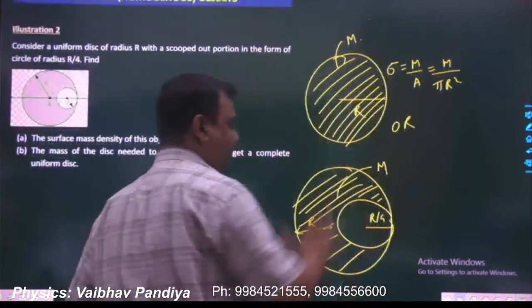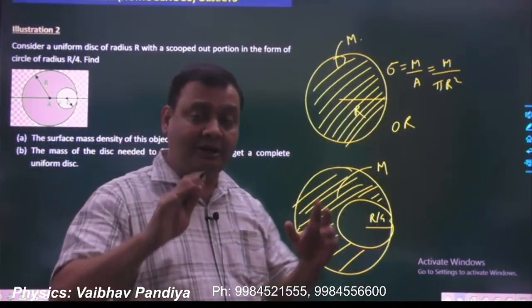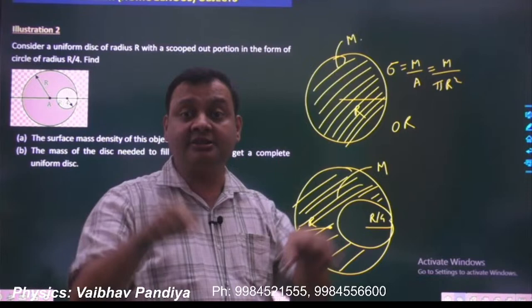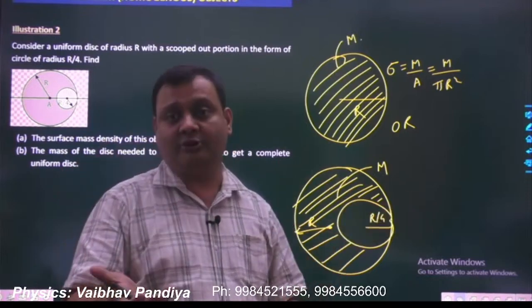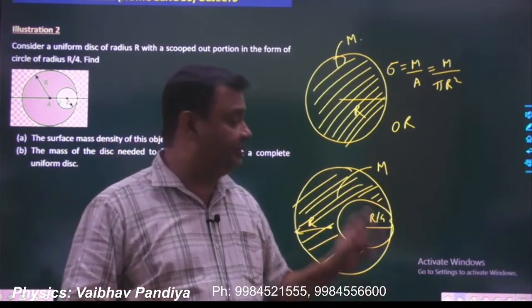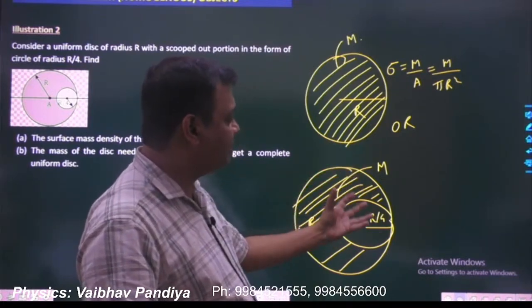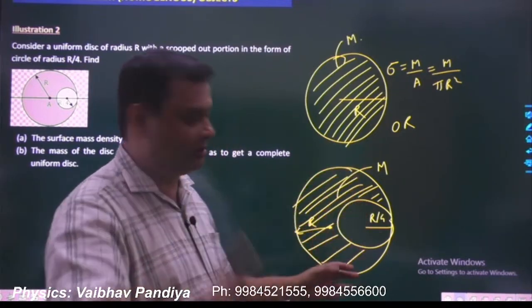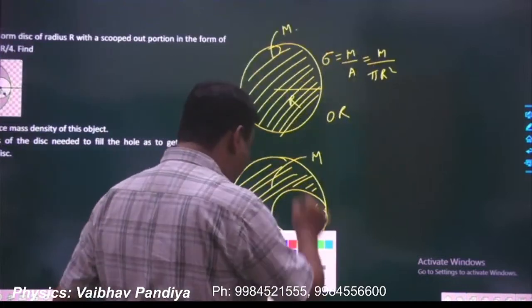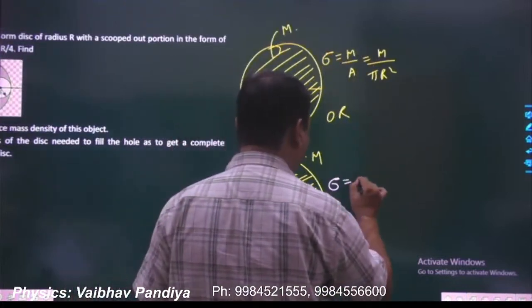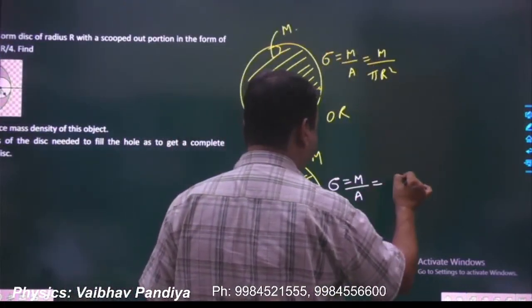See the difference. In the first case, you are given m is the mass of the complete disk before making the cavity, because of course a cavity cannot be in the complete disk. In this case, it is being said m is the mass of this object when from the disk a circular portion has been scooped out, correct? So if this information is given, sigma will again be mass by area. So in this case, area will be what?